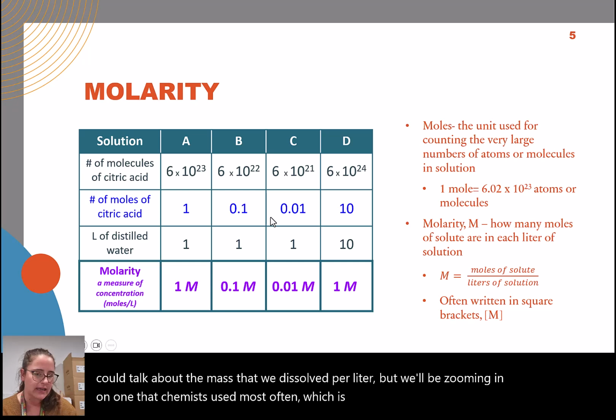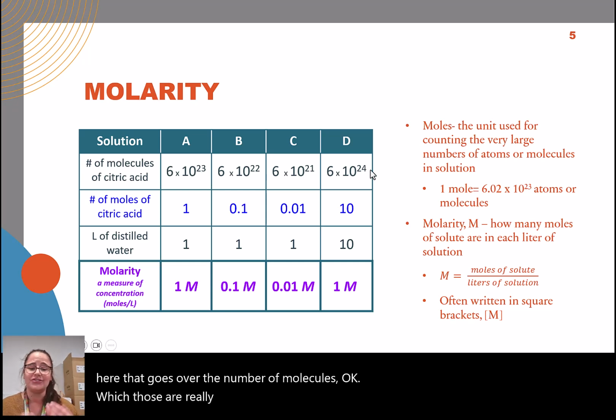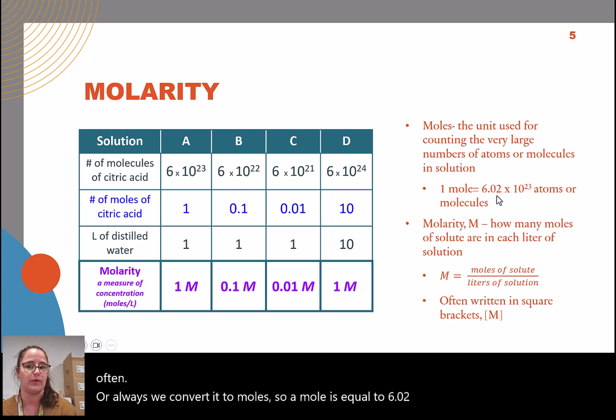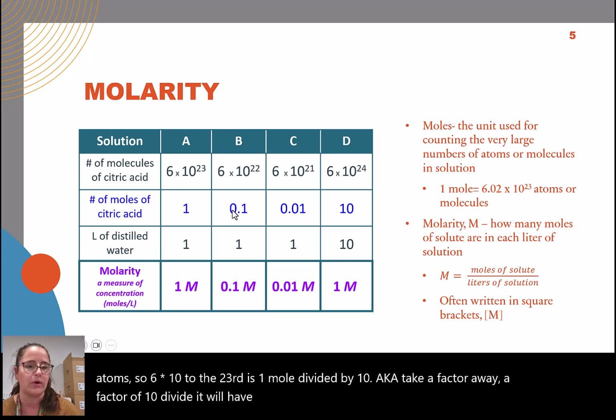So we have this table here that goes over the number of molecules, which are really big numbers. They're just not that convenient to use. So often, or always, we convert it to moles. A mole is equal to 6.02 times 10 to the 23rd atoms. So 6 times 10 to the 23rd is 1 mole. Divide it by 10, aka take away a factor of 10, and we'll have 1/10 of a mole.